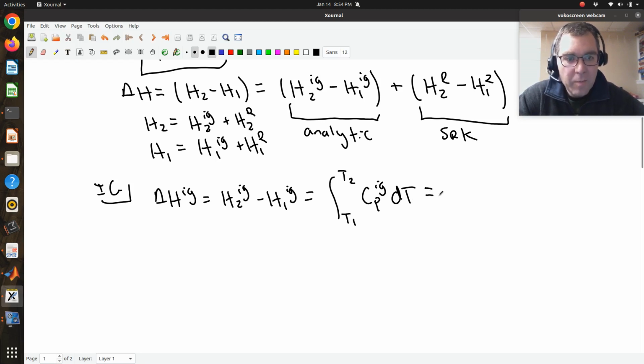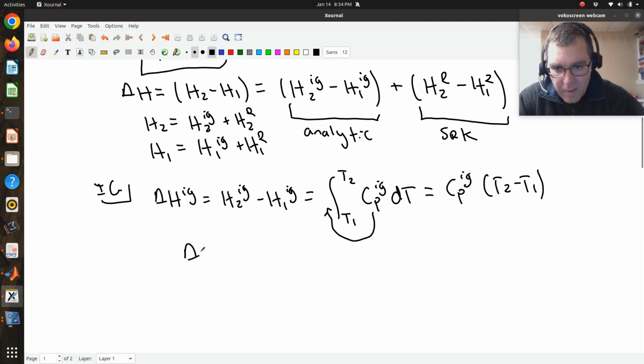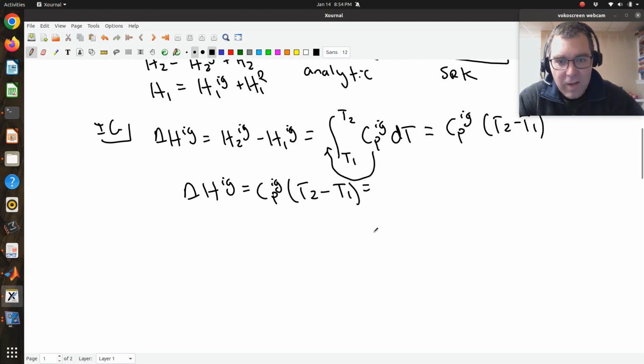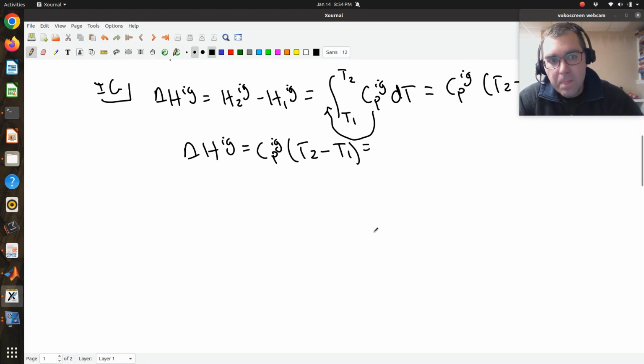Now in the problem statement we're given a value of heat capacity which is constant, so we can bring Cp out of the integral, and we're left with Cp ideal gas times T2 minus T1. I'm going to write it down here just so I can box it up: delta H ideal gas equals Cp ideal gas times T2 minus T1. I'll leave it like that because I'll write it down when we go over to MATLAB and compute it.